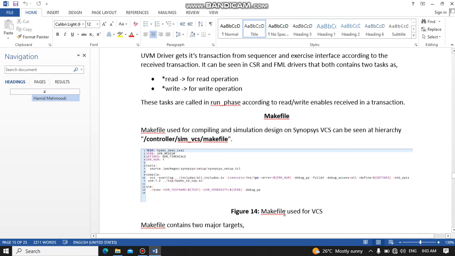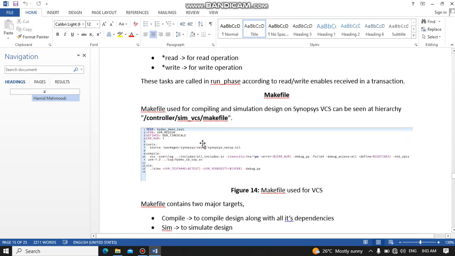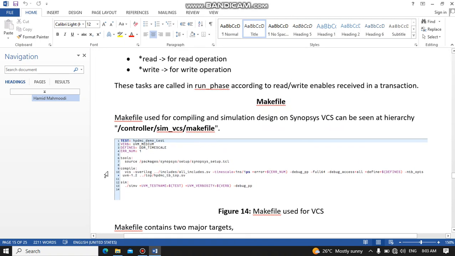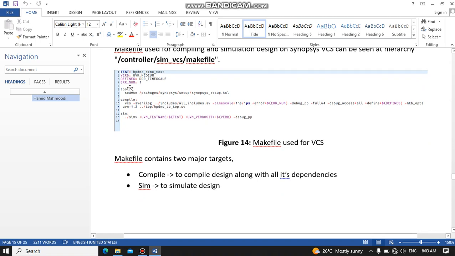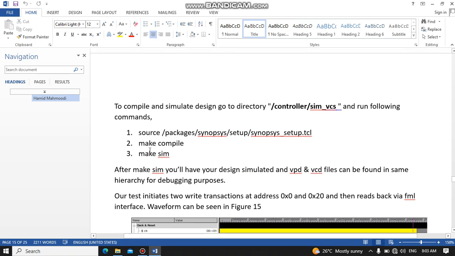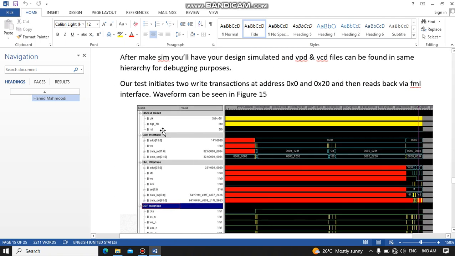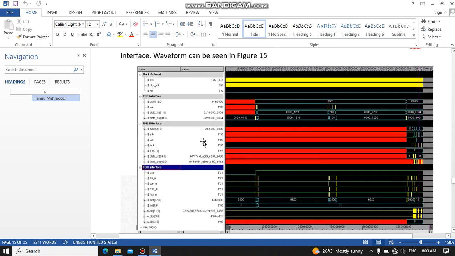So we are using a makefile. The makefile can be seen here. The makefile has the following commands: make compile, make tool, and make sim. So if you want to compile and run the test yourself, you can use make compile and make sim mentioned here. This is the output waveform.